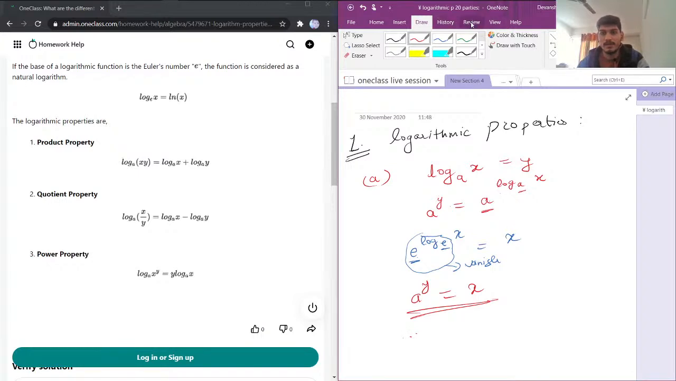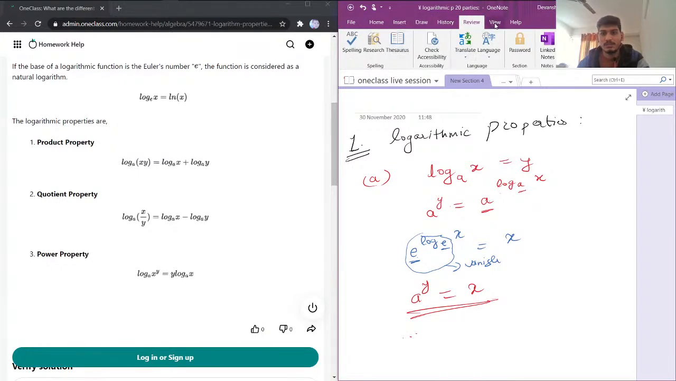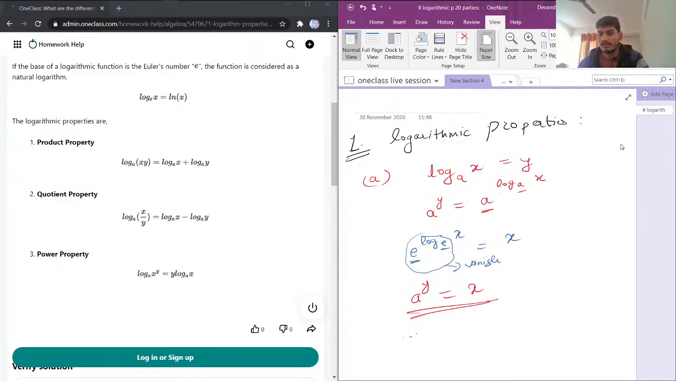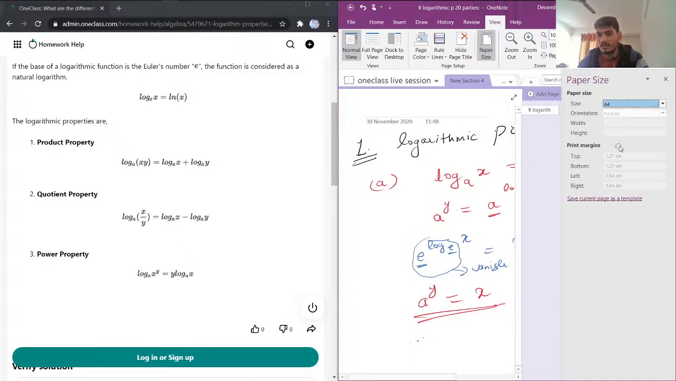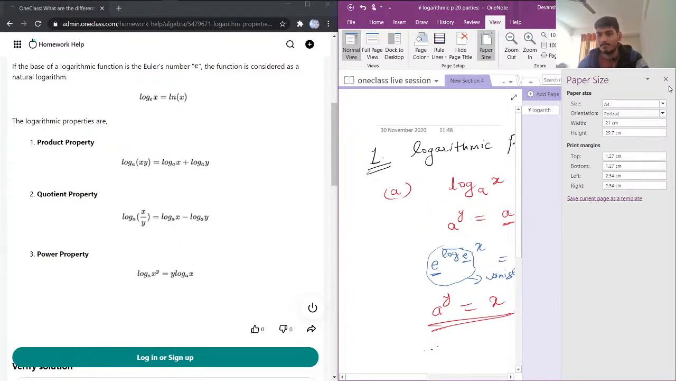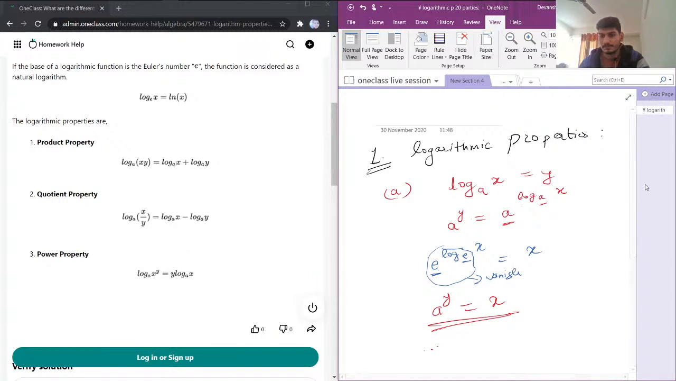Wait a minute, I just need to transform this page to A4 size. Onto A4. Yep.